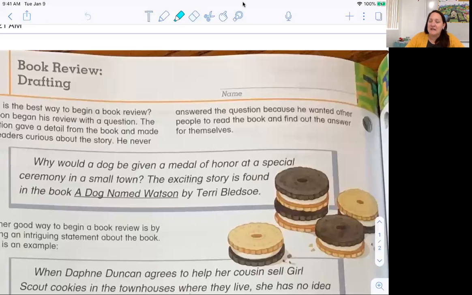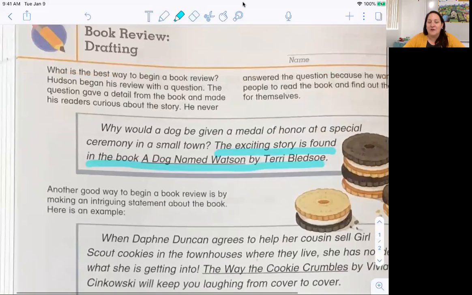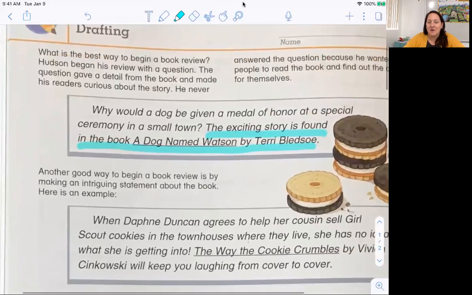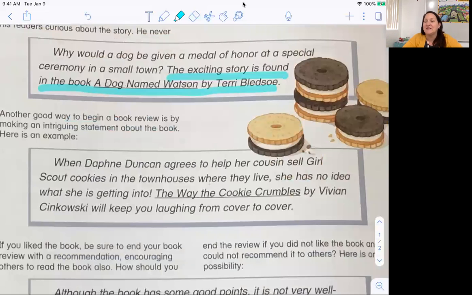And then the second sentence is a review. The answer is found in A Dog Named Watson by Terry Bledsoe. So you're going to want to say, well, the answers are found in a book called Trouble at Silver Pines Inn by Gloria Rep. Another good way to begin a book review is by making an intriguing statement about the book. Here's an example. So you can ask a question, but let's look at this intriguing statement. When Daffy Duncan agrees to help her cousin sell Girl Scout cookies in the townhouses where they live, she has no idea what she's getting into. The Way the Cookie Crumbles by Vivian Sinkowski will help keep you laughing from cover to cover.